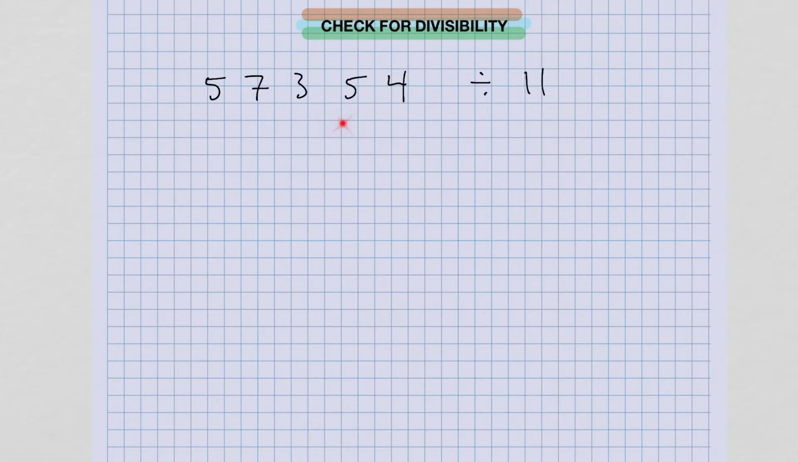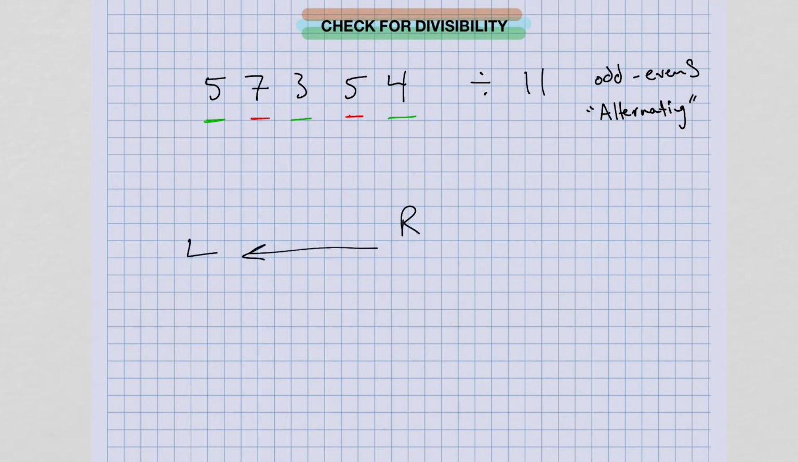All right, is this number, 57,354, divisible by 11? Okay, to check for divisibility by 11, we're going to subtract every other, alternating number. So I like to call this odd minus evens, or alternating. Now what I mean by odd minus evens is starting at the right and going to the left.